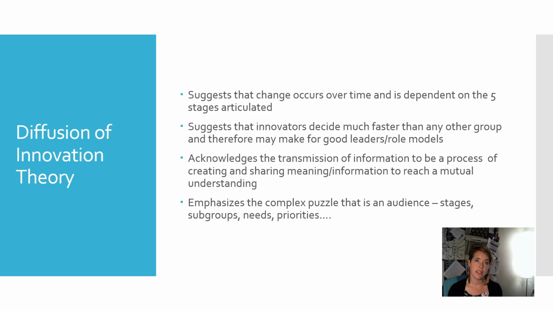So diffusion of innovation theory suggests that change occurs over time, over those stages I just articulated, and it emphasizes the complex puzzle that is an audience. In any given audience, you will have innovators and you'll have laggards and everybody in between. It's really hard to get any one group to move together at the same pace. And diffusion of innovation theory helps us to think about how to target our message practices.